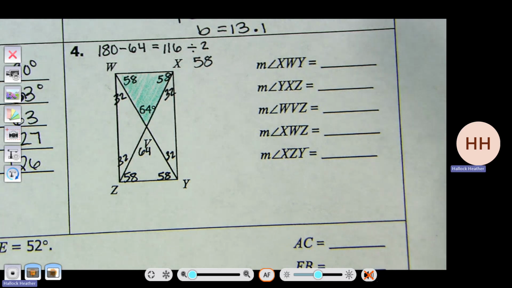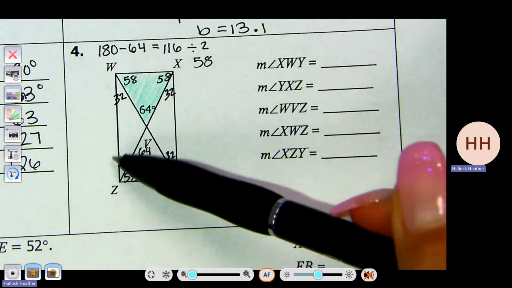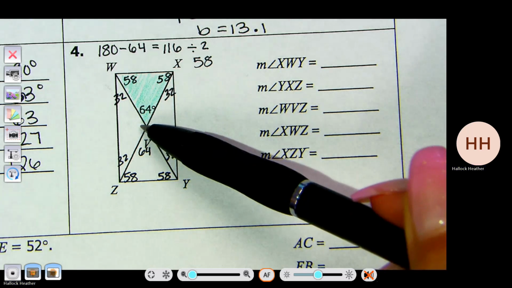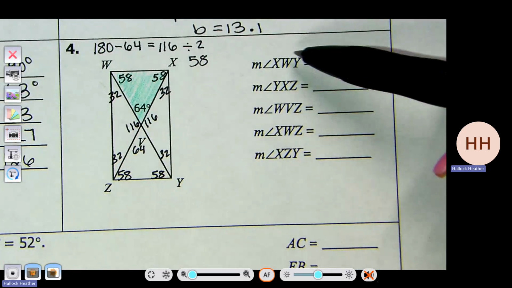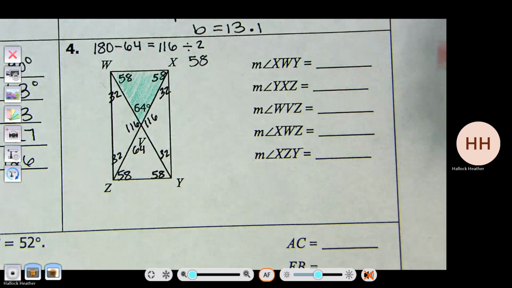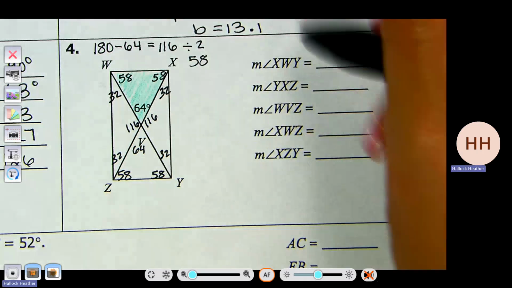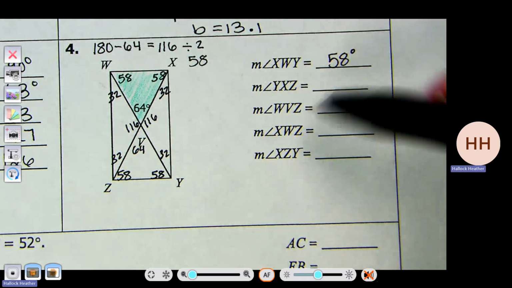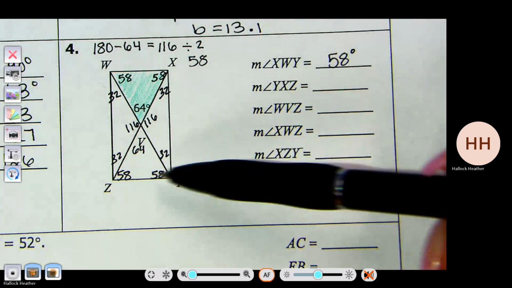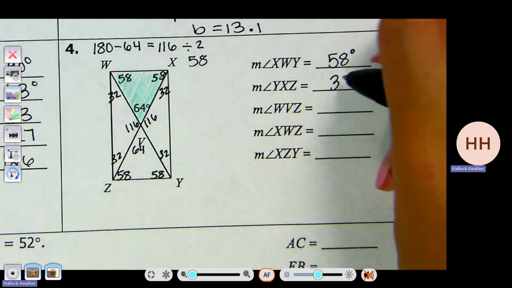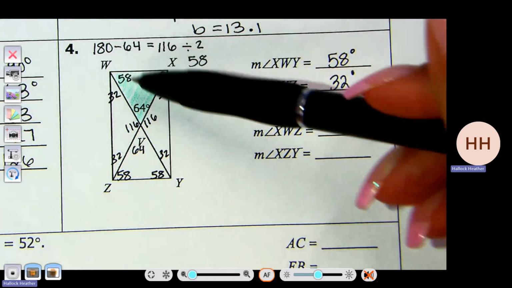Okay, so you should have got 32 here, here, here, and here. What's the last angle inside the triangle? 116. What's up? Yes. Just bring me your phone. Okay, so what is XWY? 58. Nice. Okay, what's YXZ? 32.